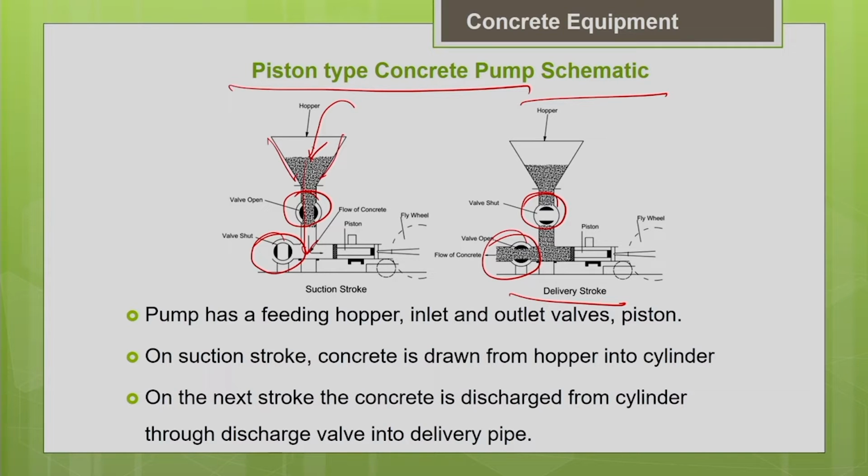Nowadays we have two pistons acting together, so that when one is having the forward stroke, the other will be retracting, so that you can have a continuous flow of concrete in your delivery pipeline.